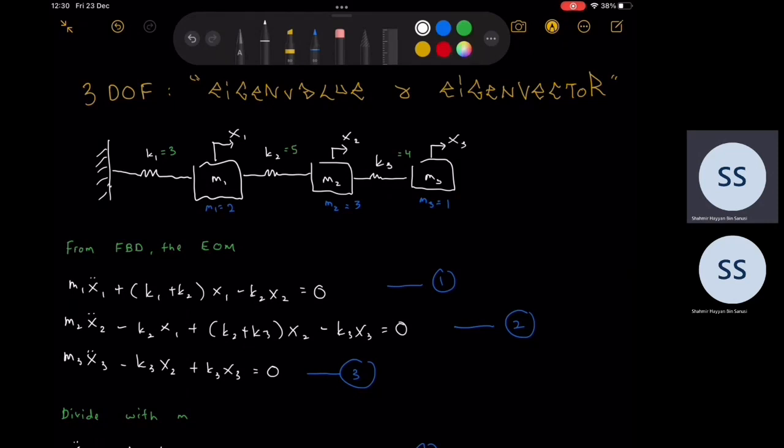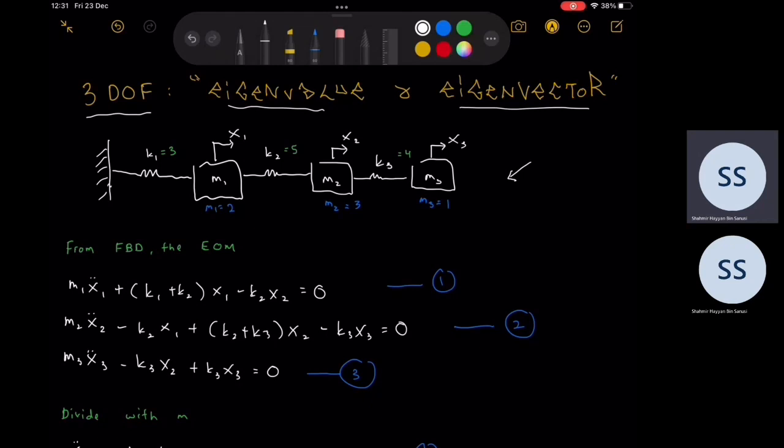So for this session, we're going to look at how we obtain eigenvalue and eigenvector for 3-degree of freedom problems. Previously we have looked at 2-degree of freedom, and now we're going to look at how we obtain the eigenvalue and eigenvector for a 3-degree of freedom problem. So let's consider a 3-degree of freedom problem. Say we have an example like this, whereby this is a 3-degree of freedom.